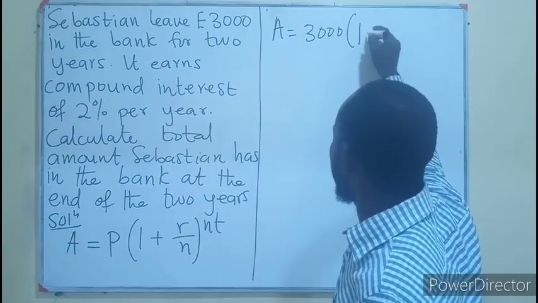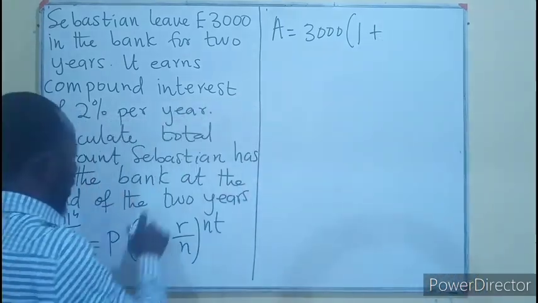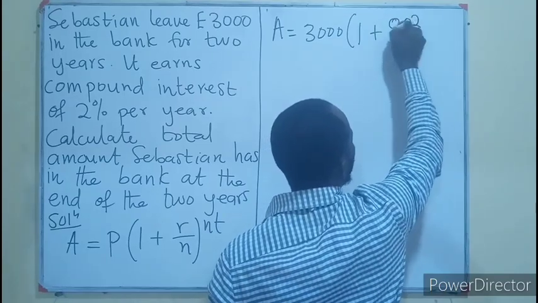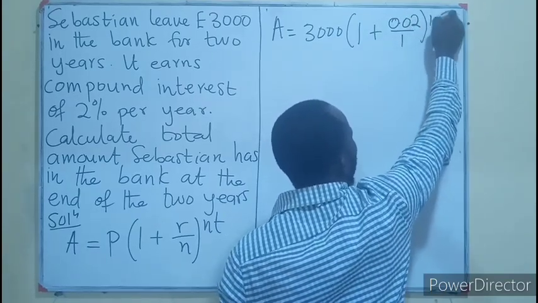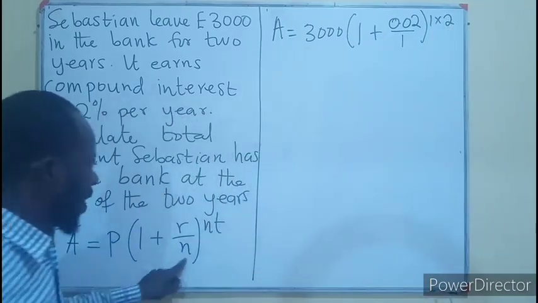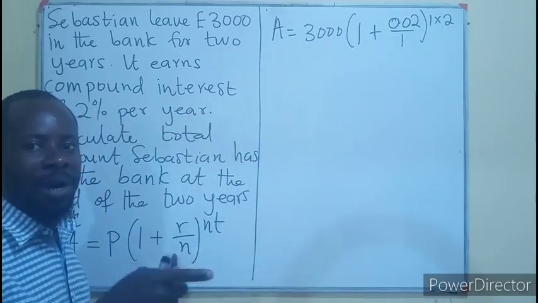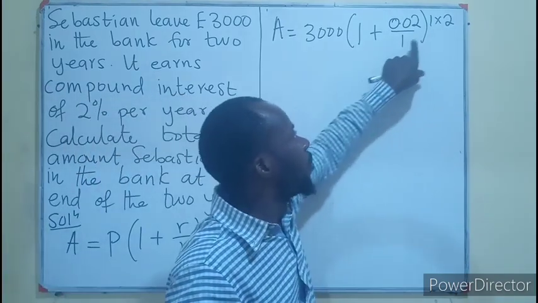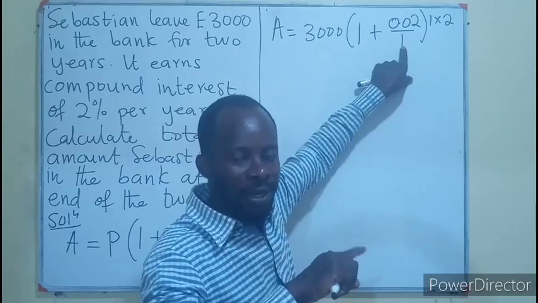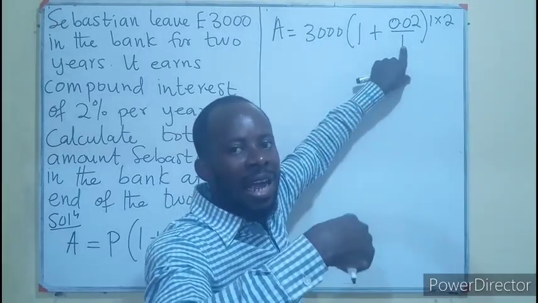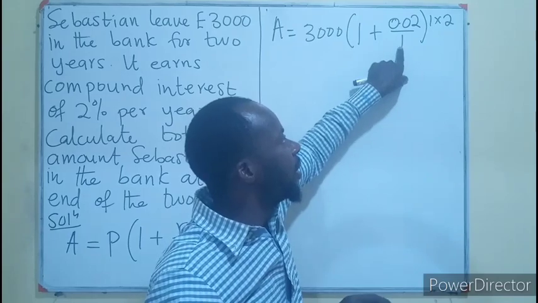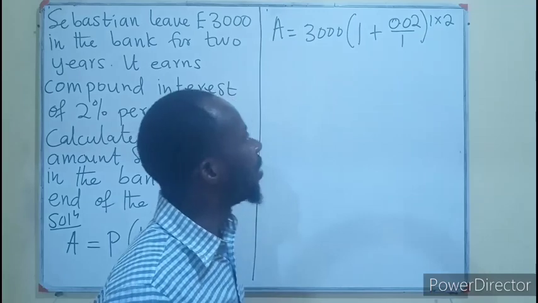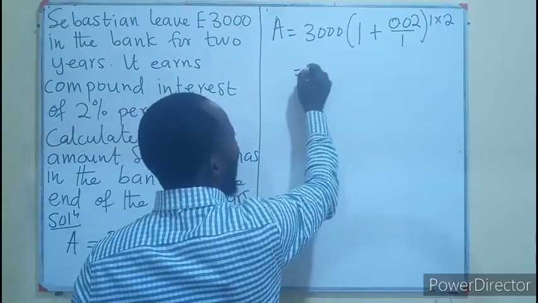So the amount that I am going to find is going to be equal to £3,000 times bracket 1 plus the rate, which is 0.02 divided by 1, to the power 1 times 2. You know the 1 is per year. No need writing the 1, but I'm only writing it for emphasis sake, that if it is per 1, that's per year. It could be every 6 months, quarterly, or every 4 months. Then it means 1 year will now become 4. Then multiply by the T, which is the year.